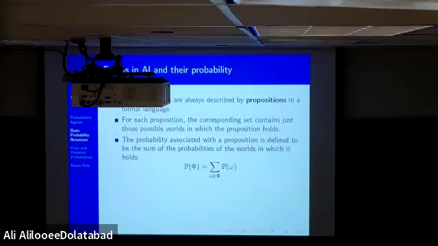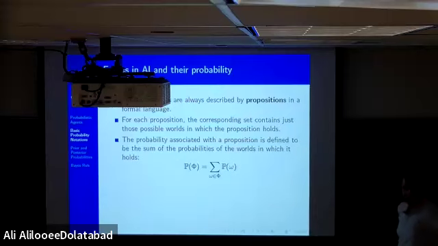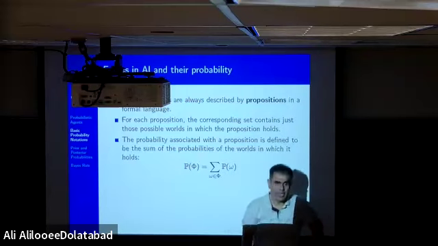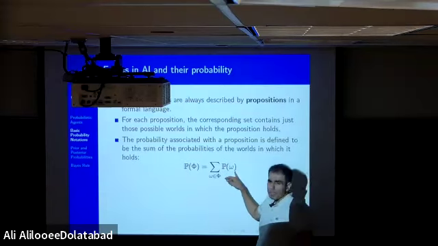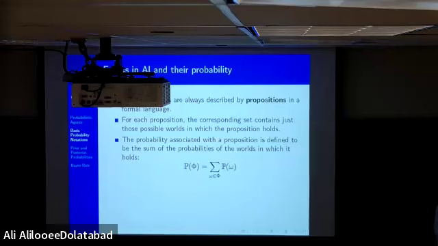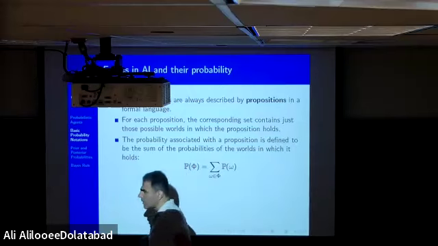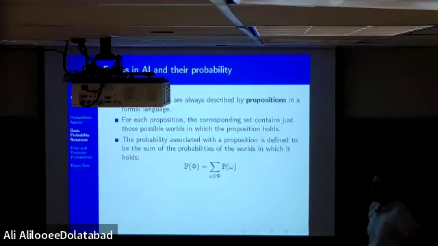After assigning these probabilities to the elements of the sample space, we can define the probability of an event. If phi is an event, the probability of that event is defined as the sum of the probabilities of the elements belonging to that event. You have a sample space that is weighted, meaning that every element in the sample space has a probability assigned to it. Then, to find the probability of an event, you just need to add the probabilities of the elements belonging to that event.